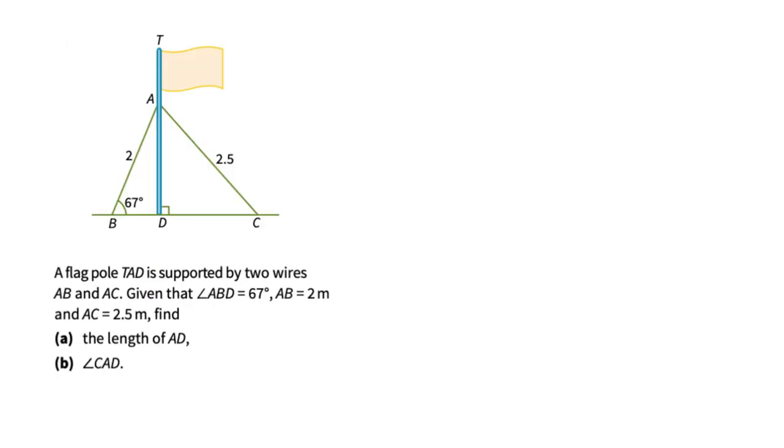Hello everyone, welcome to this question where we are given a flat pole TAD, which is supported by two wires, and we can definitely see two right angle triangles. For part A, where we are tasked to find this length AD, we are going to look at this blue color right angle triangle.